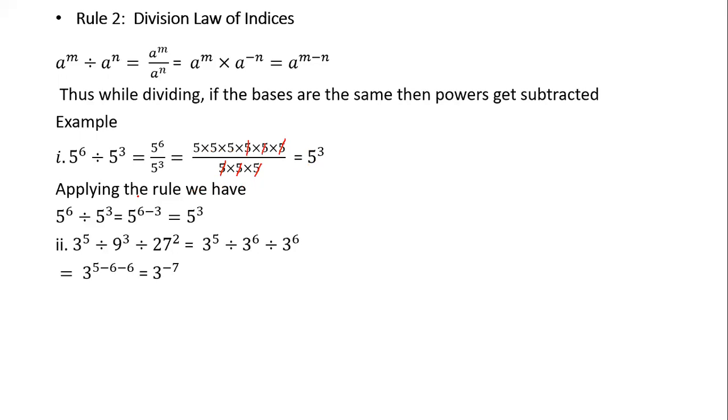Now, we can also apply the law. So 5 power 6 divided by 5 power 3. Take one of the bases, 5 here, then subtract 3 from 6. So you have 5 raised to the power 6 minus 3, which will give us 5 power 3.